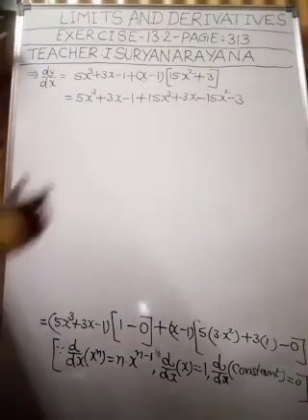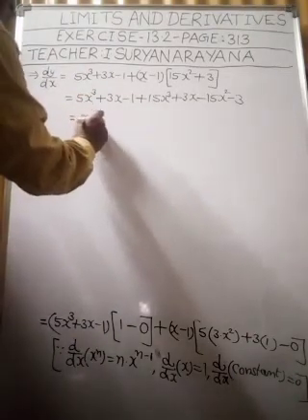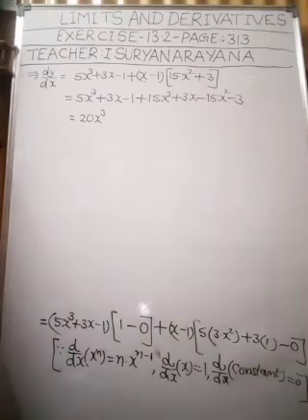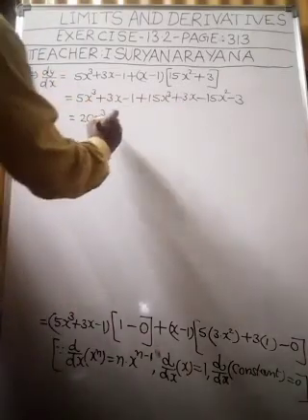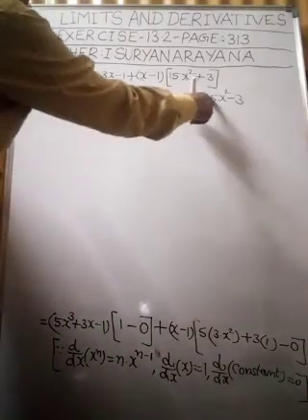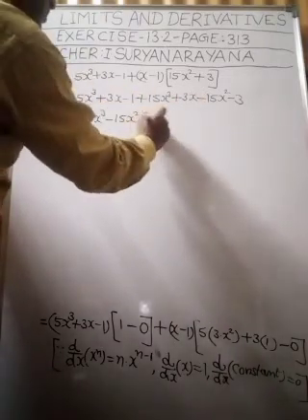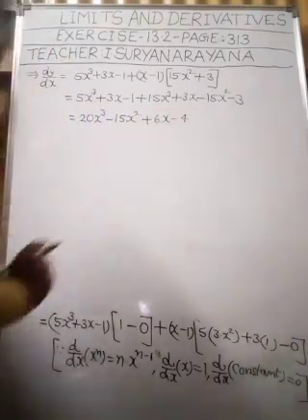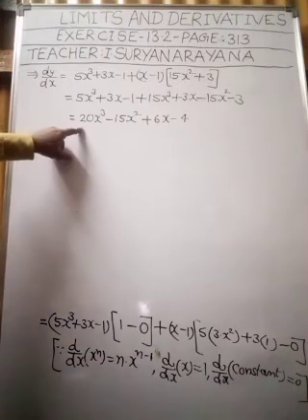Right. Then what will you get here? 5x cube plus 15x cube, 20x cube. Okay, my children, understood this one? Right. Next, plus 3x plus 3x. What will you get? So, x square term minus 15x square. Next, x terms plus 6x minus 4. Okay, my children. This is the derivative of this function: 20x cube minus 15x square plus 6x minus 4. Okay, my children, understood this one?